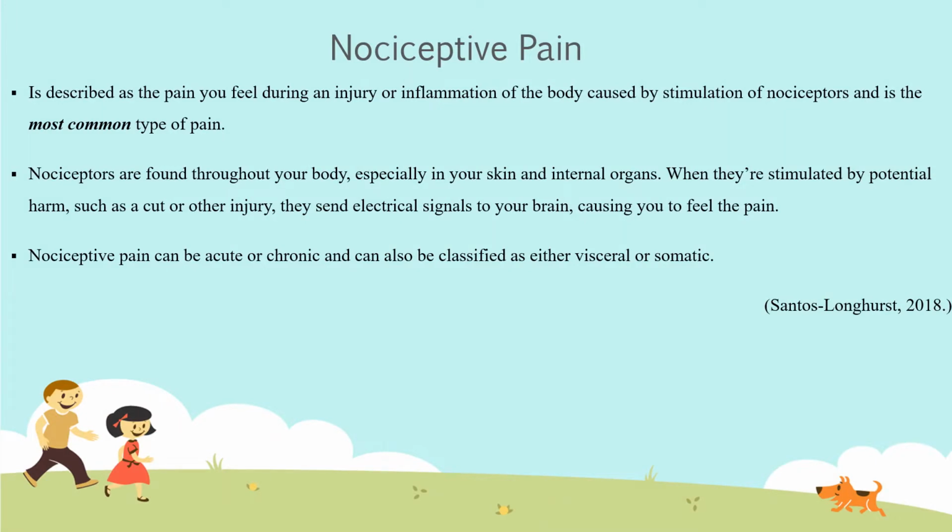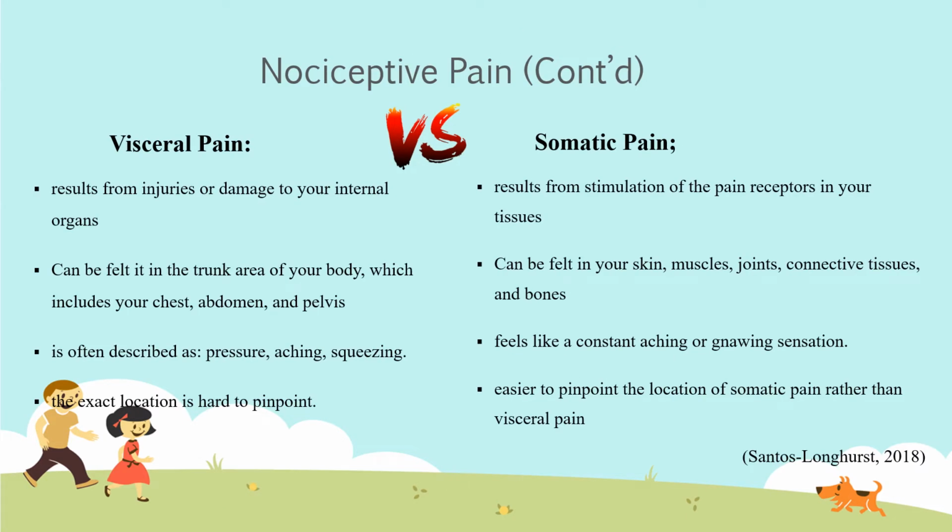Nociceptors are found throughout your body, especially in your skin and internal organs. When they are stimulated by potential harm, such as a cut or other injury, they send electrical signals to your brain, causing you to feel the pain. Nociceptive pain is one of the most common types of pain, and it can be classified into acute or chronic pain, or visceral or somatic pain. Visceral pain results from injuries or damage to your internal organs.